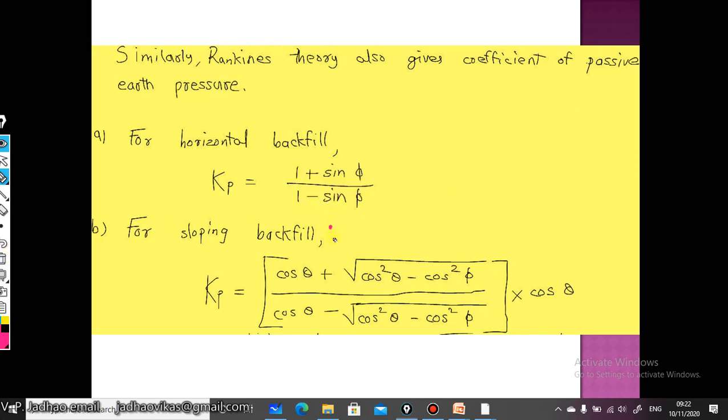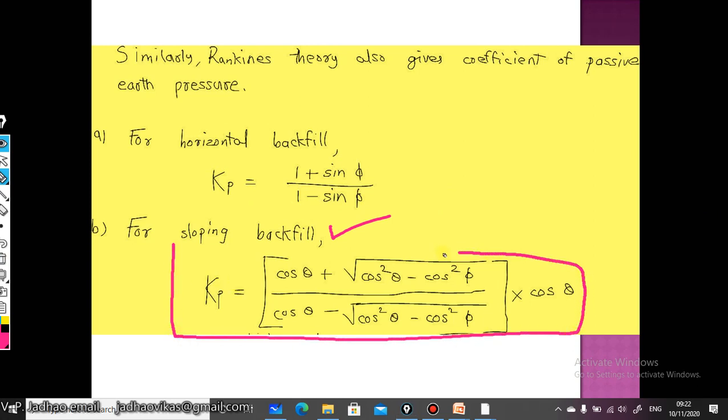Whereas if we have a sloping backfill, the coefficient of passive earth pressure is given by this particular formula. We can also consider this as 1 divided by Ka, because Kp is the inverse of Ka.